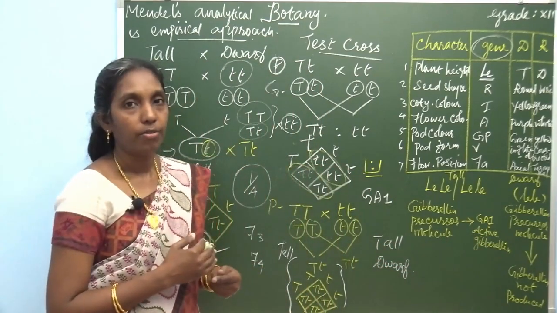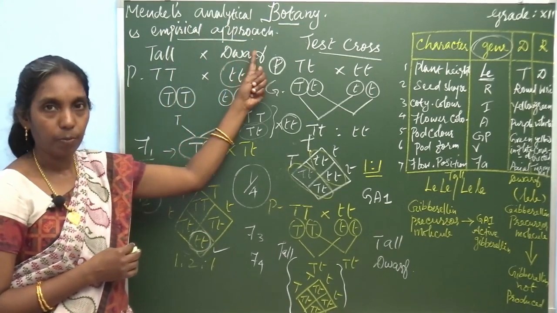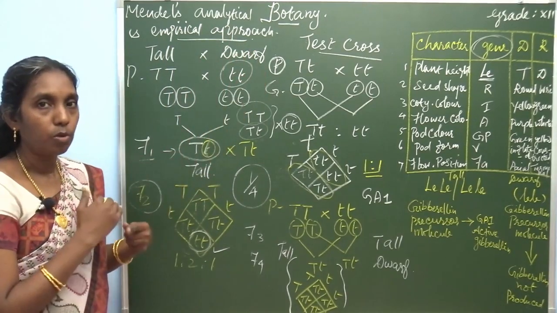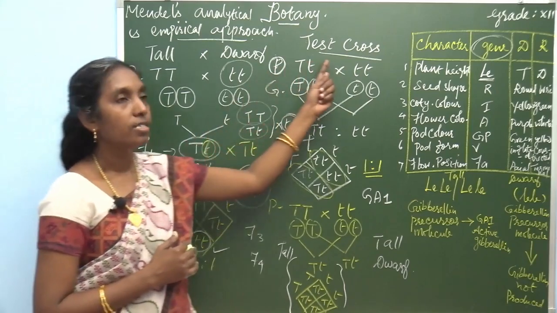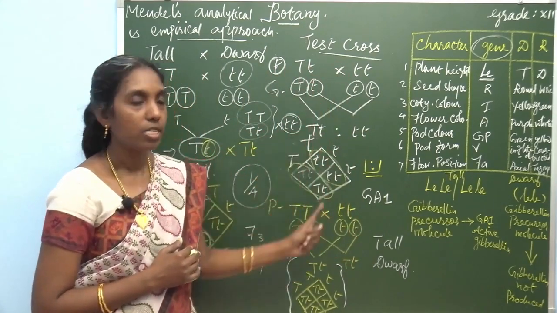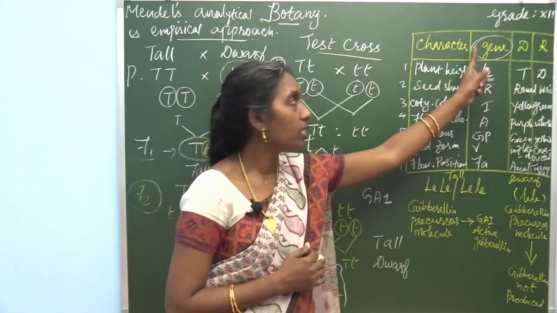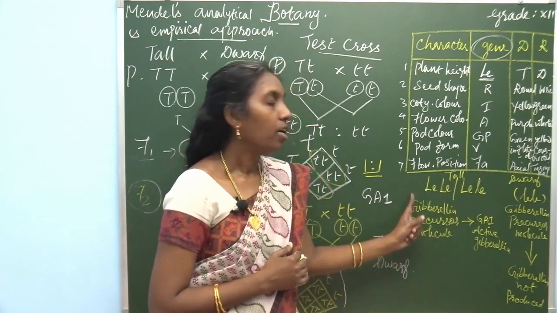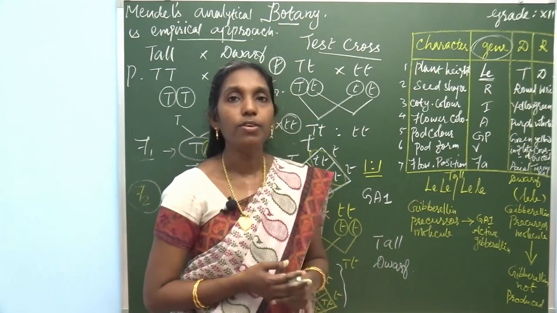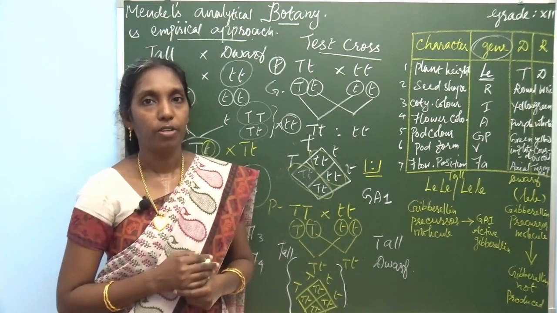So, once again we review what you learned today. First, Mendel's analytical and empirical approach, and remember what a monohybrid cross is and what a test cross is. Two examples of test cross, that is heterozygous as well as homozygous, and the characters encoded by the gene, and what is the molecular explanation of tall and dwarf. Learn all these questions before the next class.